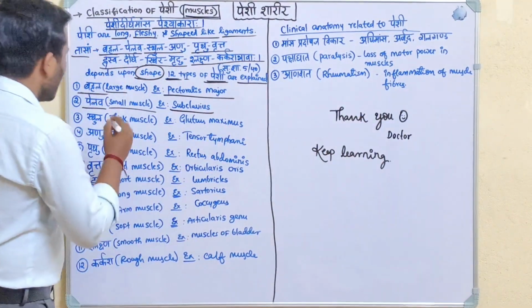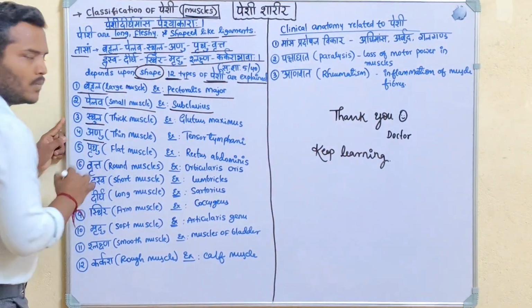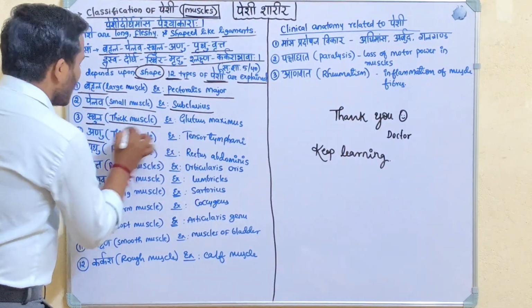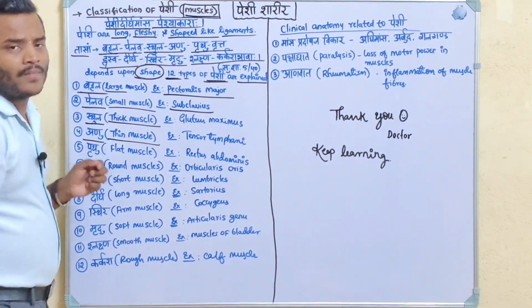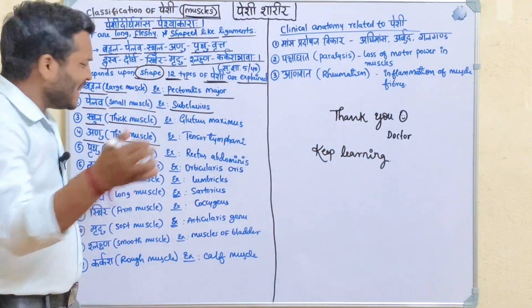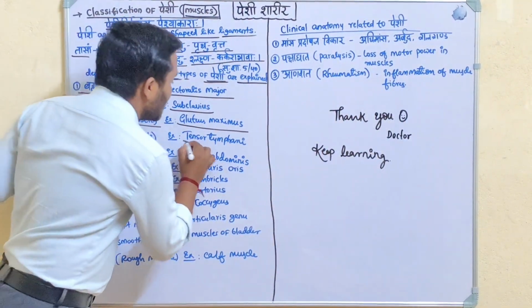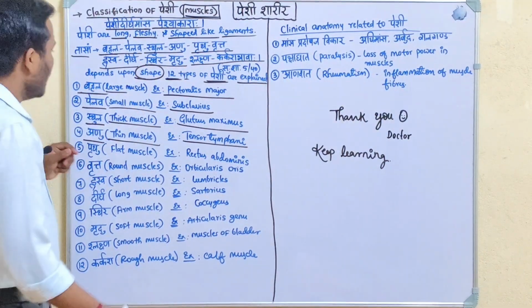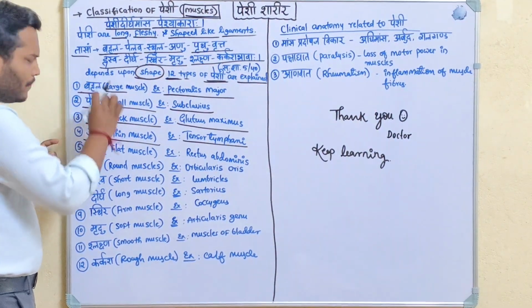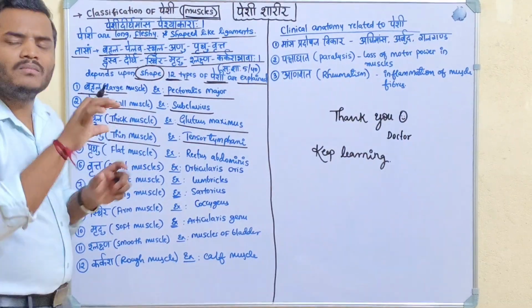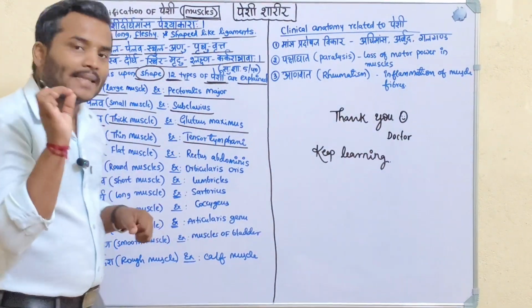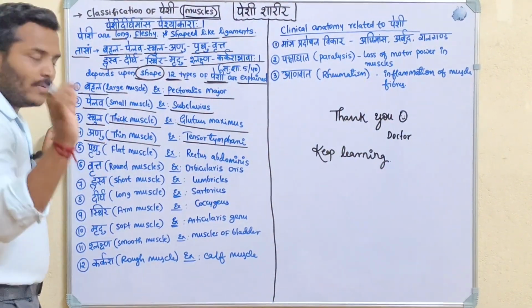Okay, now stula and anu. Stula means thick muscle and anu means thin muscle. One example for thick muscle, that is gluteus maximus, and thin muscle, that is tensor tympani. Here bahala pelava stula anu opposite to each other. Remember this. Okay, easy to remember.